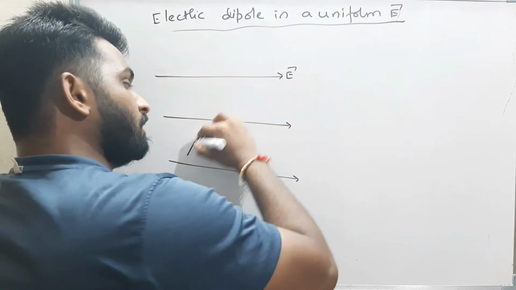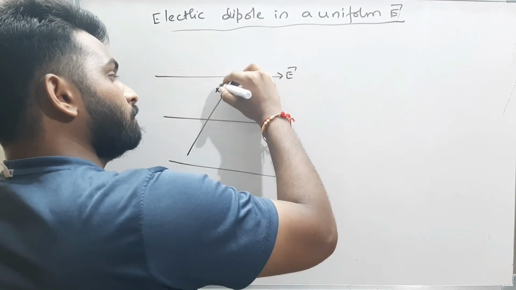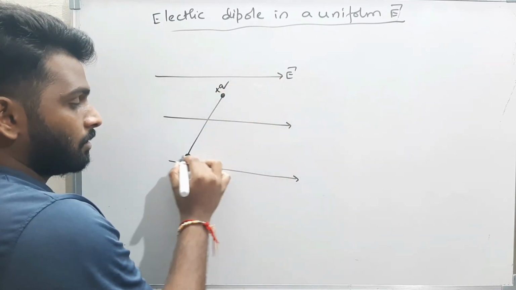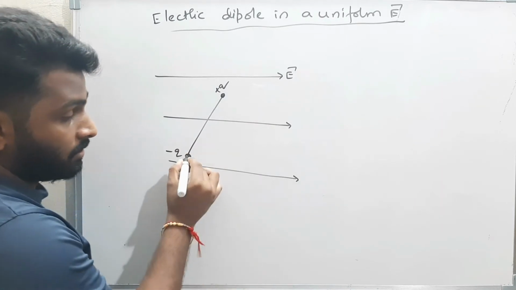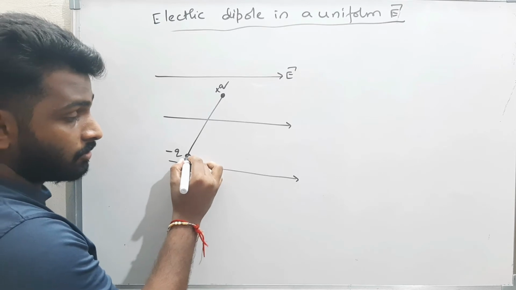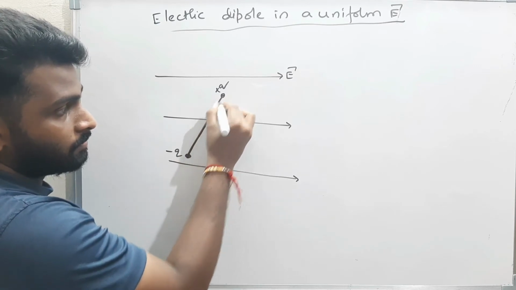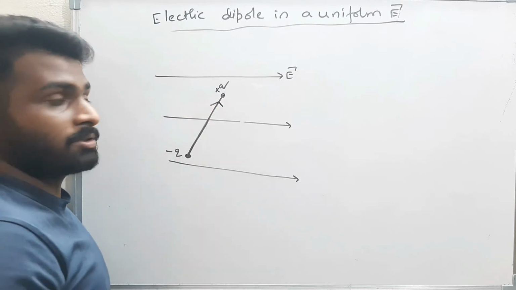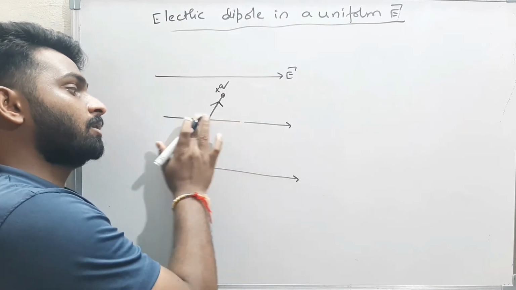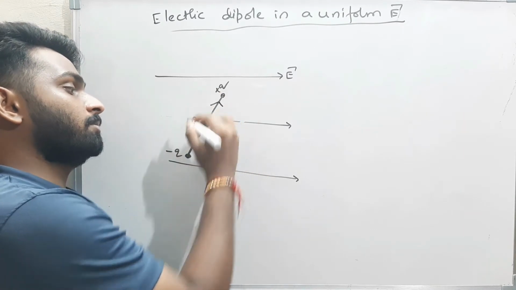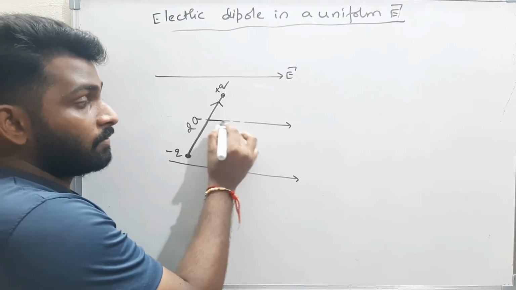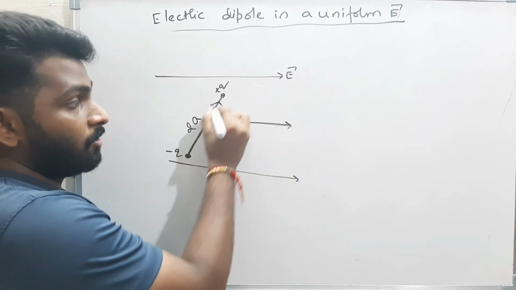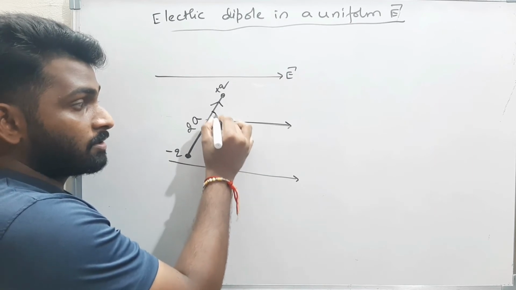Now in this, I am placing some dipole, plus q, minus q. And what is the direction of dipole? This is the direction of dipole, always from negative to positive charge. And the distance between the two charges is 2a. Okay, well and good. Now this dipole is making these electric field lines, and this is the dipole direction. What is the angle? The angle between them is theta.